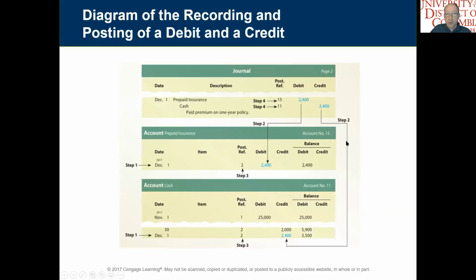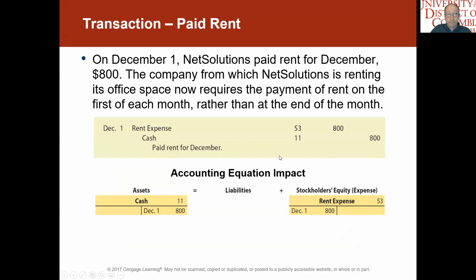So that's just a nice visual representation of breaking it down. Now, what about prepaid rent? As you know, every month the company pays rent. So on December 1st, we paid rent for the month of December of $800 for renting the office space. And the payment is due the first of every month.